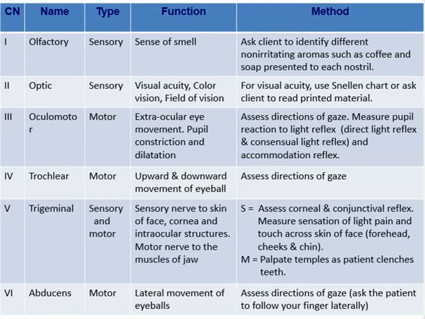Second comes the optic nerve. It is sensory in type. It functions for visual acuity, color vision, and field of vision. To assess this, for visual acuity, use a Snellen chart or ask the client to read printed material.